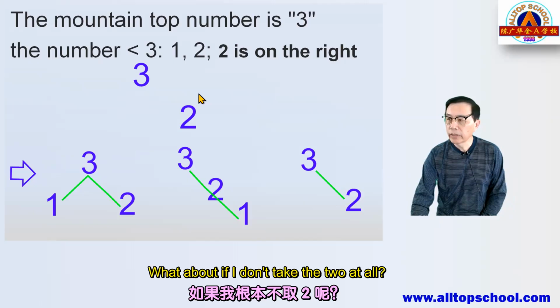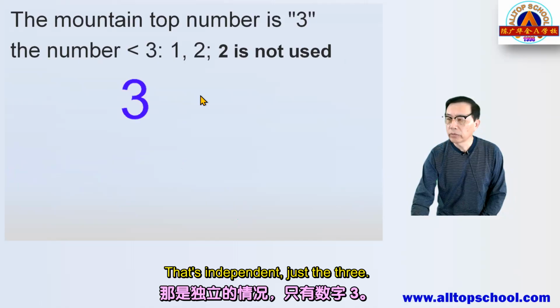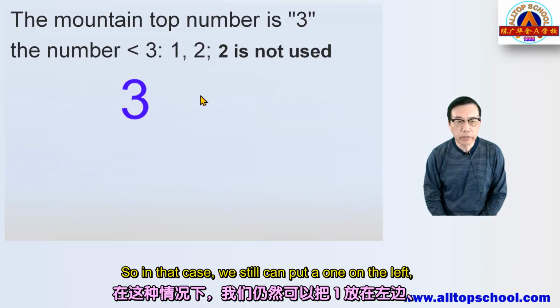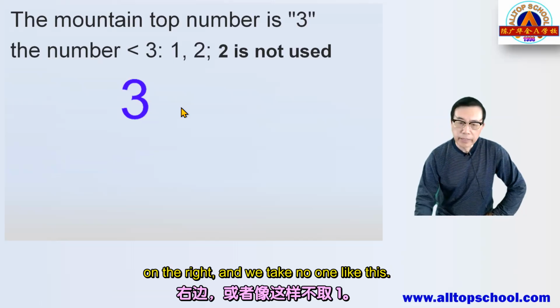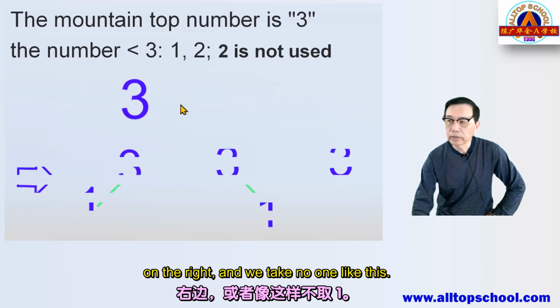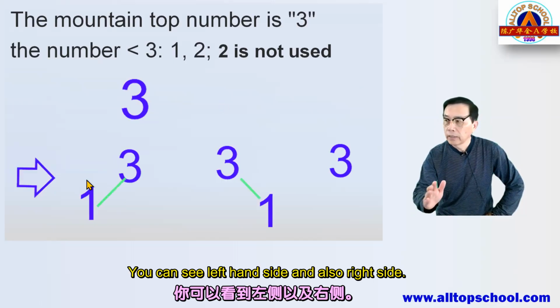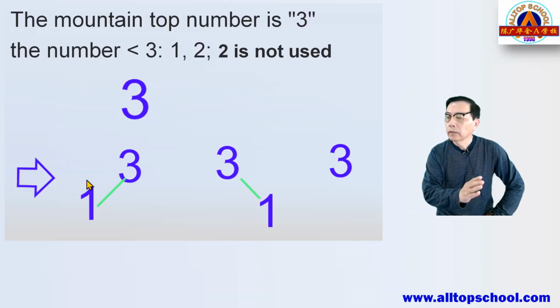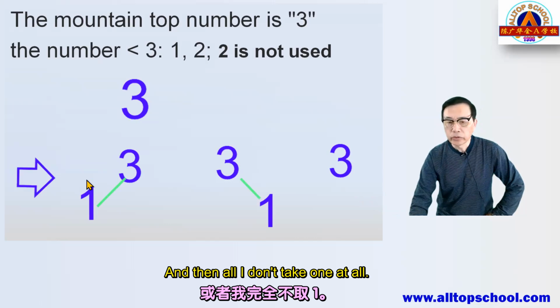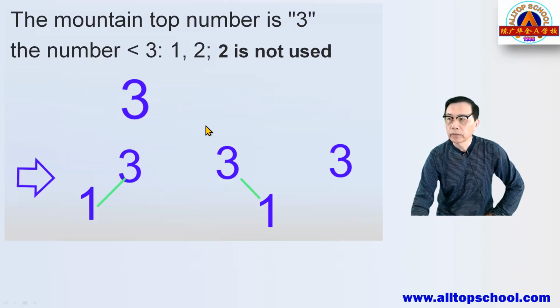What about if I don't take the 2 at all? That's independent, just the 3. So in that case, we still can put a 1 on the left, on the right, and we take no 1 like this. I can put a 1 on the left-hand side. You can see left-hand side and also right side. And then I don't take 1 at all. So we still get 3 results.